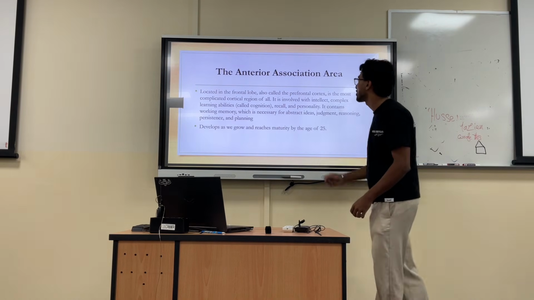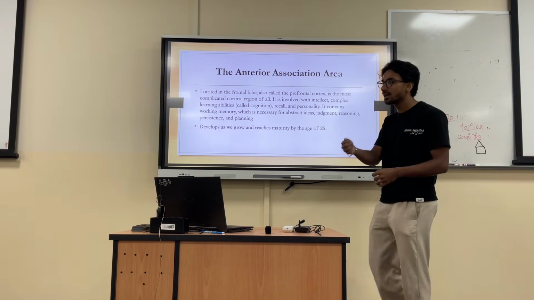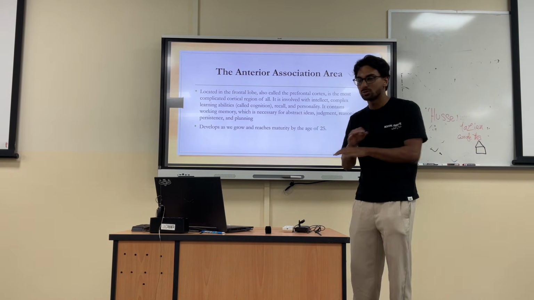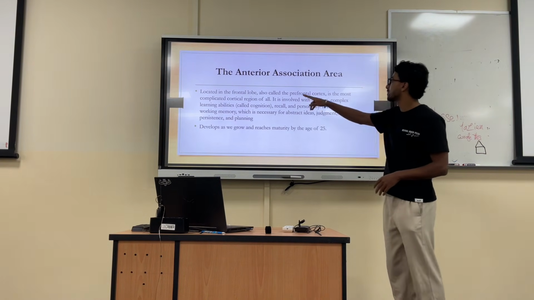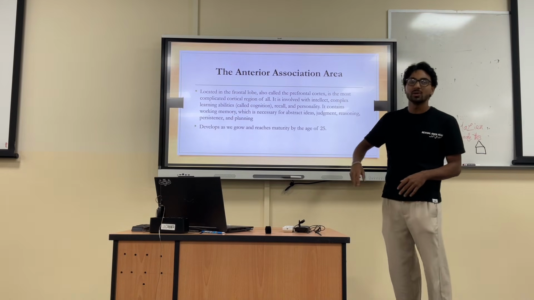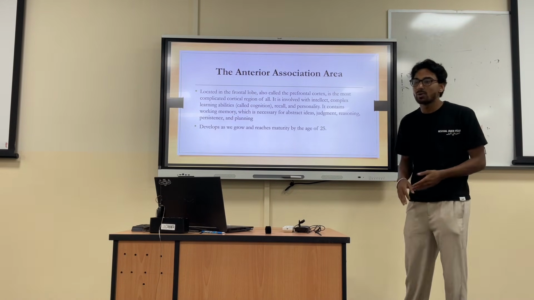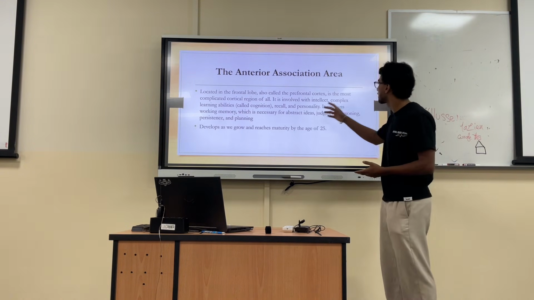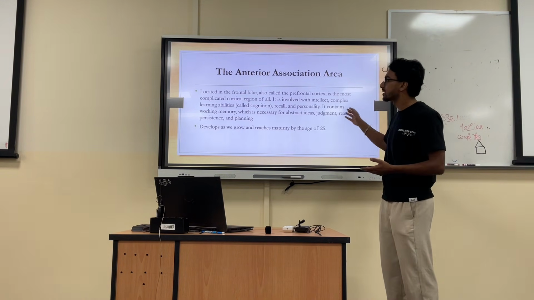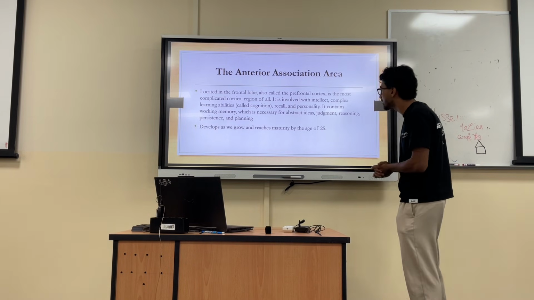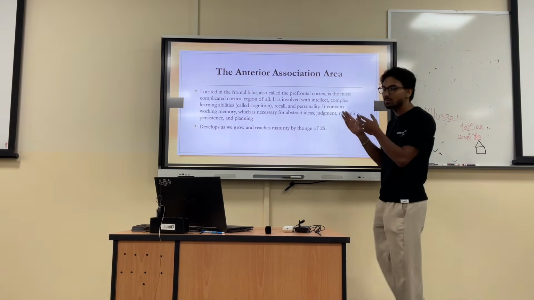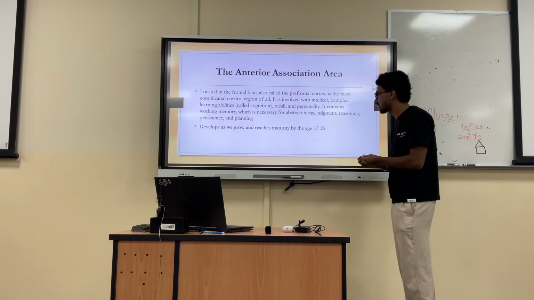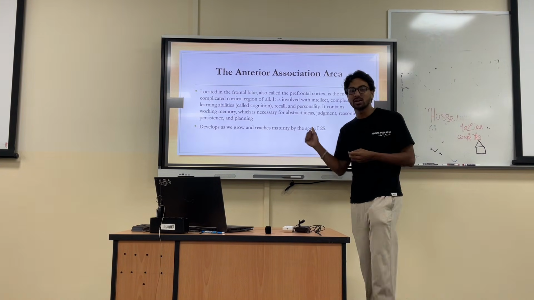The anterior association area is located in the frontal lobe. Again, when we see the frontal lobe, we always come down to the motor. It's connected somewhat to the motor. I also call it the prefrontal cortex. I think it's a very common term which everyone hears all the time. When you grow up, your prefrontal cortex develops. It's responsible for your main intellect, complex learning abilities, working memory, language, abstract ideas, judgment, reasoning, persistence, and planning, and it reaches maturity by the age of 25.